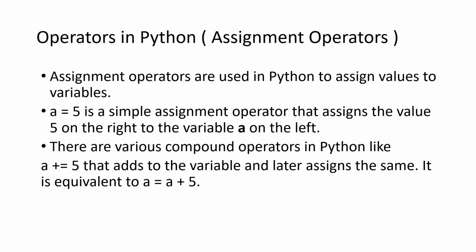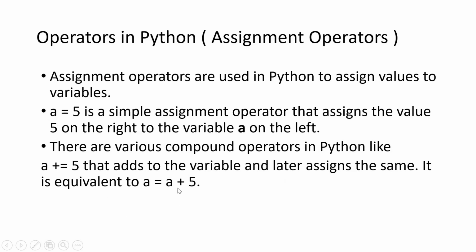The assignment operators are used in Python to assign values to variables. a is equal to 5 is a simple assignment operator that assigns the value. And there are compound operators like a plus is equal to 5, that adds to the variable and then assigns the result.